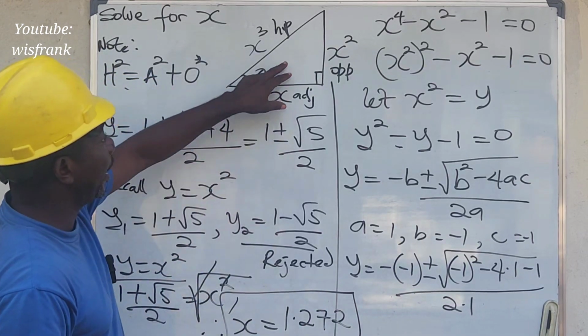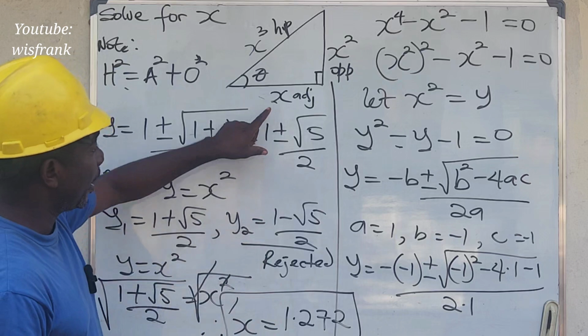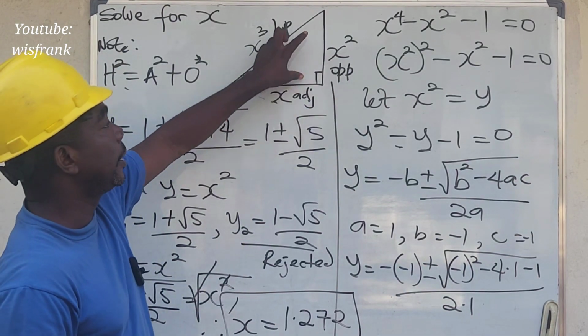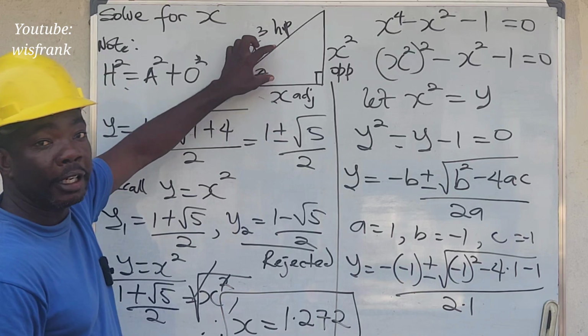And when you slot it in here, you can see that our value of x here is 1.272, and you square this. This is going to give us the length of this side of the triangle.